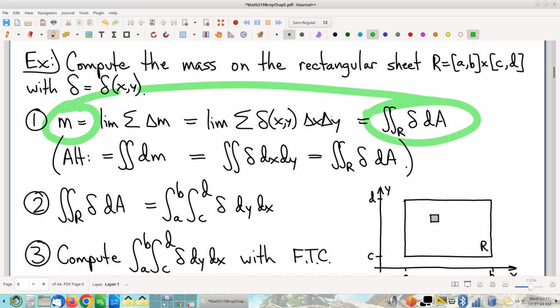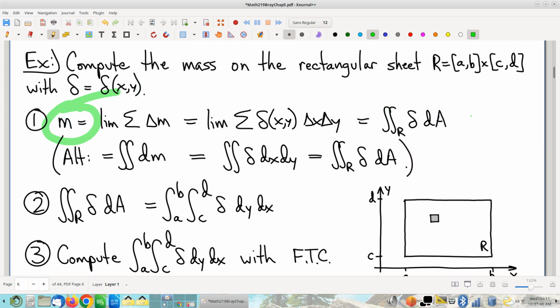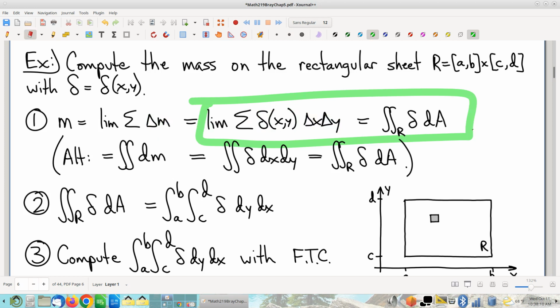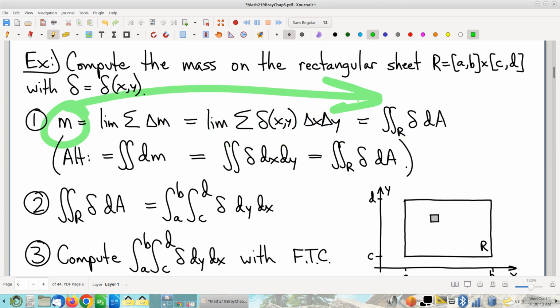Now let's break that down real quick into the details. Mass is an accumulating quantity. The whole is the sum of the parts. On each little piece, mass is density times area. That's what mass per unit area is. It's the thing you multiply by area to get mass. So that's an immediate, no problem. And then by definition, this is what a double integral is. So step 1 is to rewrite mass as a double integral. Everybody on board with that?